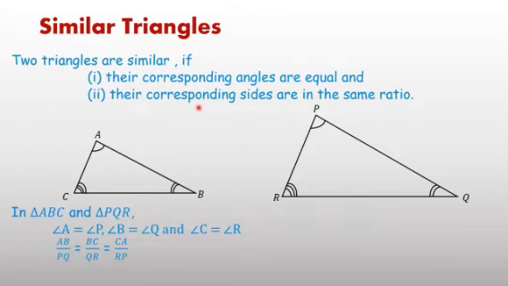Now, next we have to discuss different criteria for similarity of triangles. Criteria means the minimum requirement for two triangles by which we can prove these two triangles are similar. This is the sign of similarity. You will write triangle ABC is similar to triangle PQR.